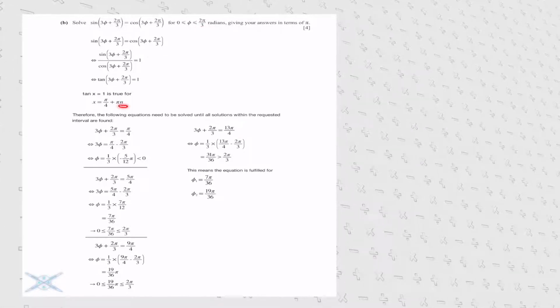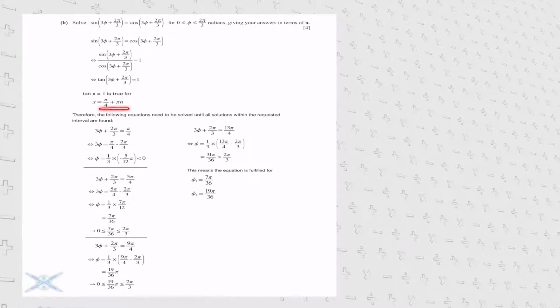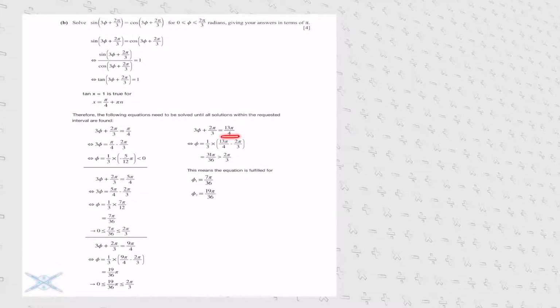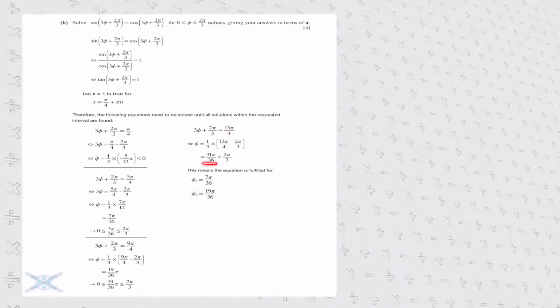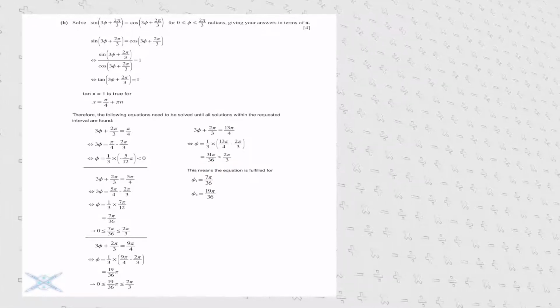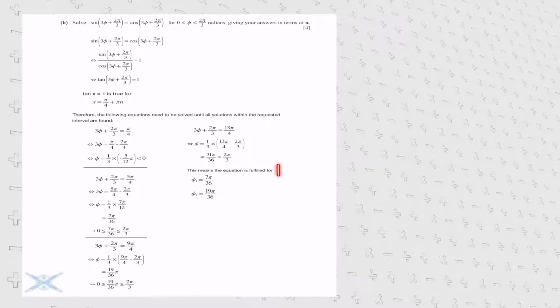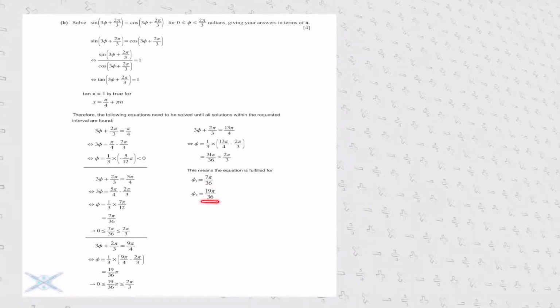Replacing n with 3 will deliver us the expression pi over 4 plus 3 pi, which equals 13 pi over 4. Rearranging this expression for phi delivers us 31 pi over 36, which is larger than 2 pi over 3. Meaning that this equation is fulfilled for phi equals 7 pi over 36 and 19 pi over 36.